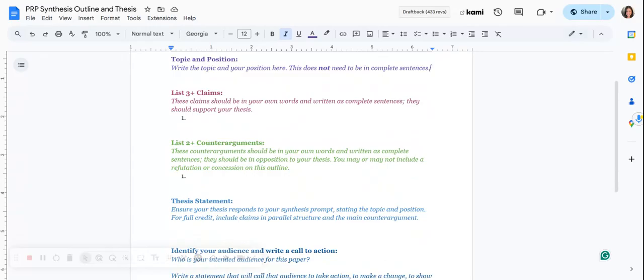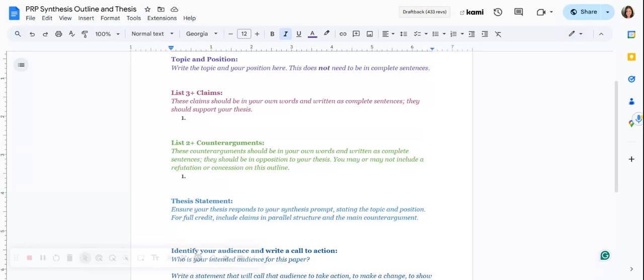So these should be in your own words, not copy and pasted from sources. They can be inspired by research you did, but they should not be the exact words from another source. These claims should be written as complete sentences, and they should support your thesis. In other words, they are the main claims, topics, ideas that support your overall position.